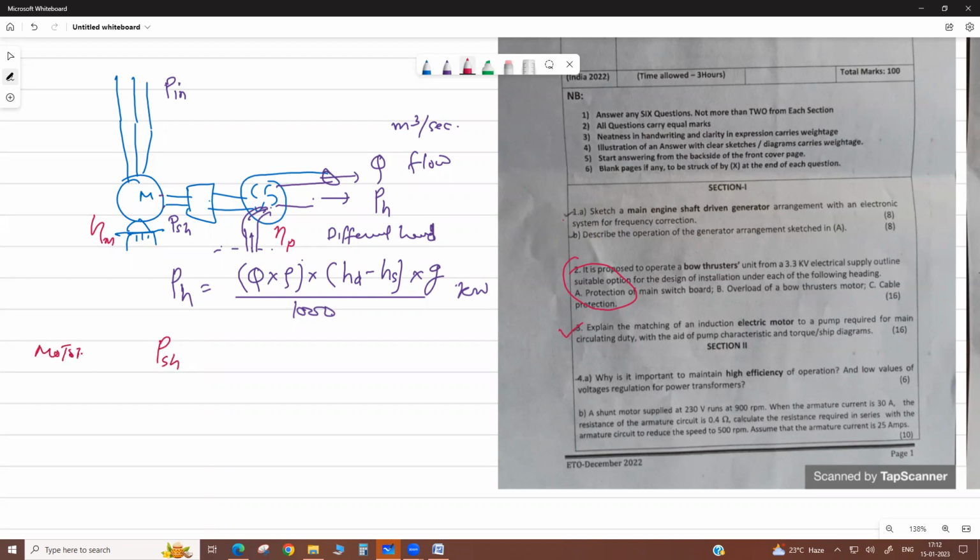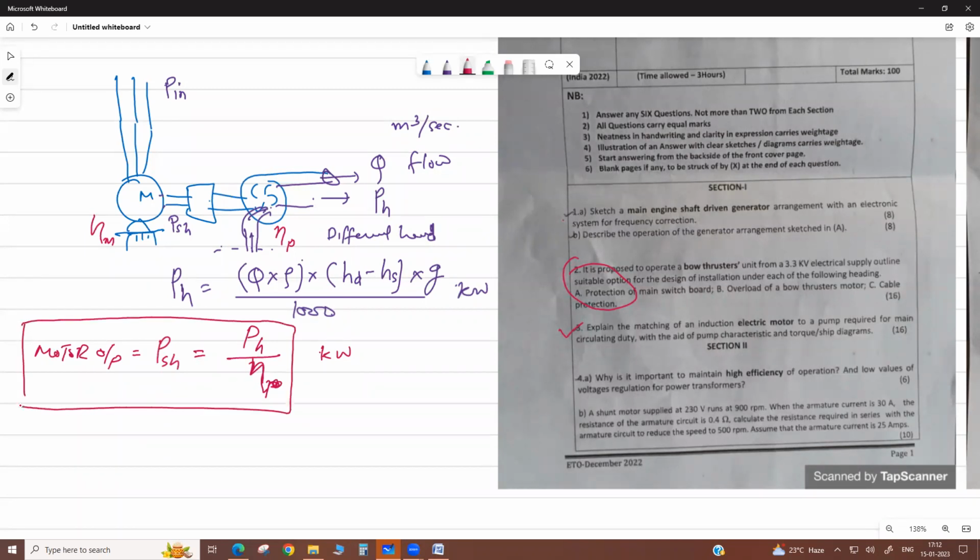Now we calculate the shaft power, which is the motor output. Motor output means shaft power, that is the HP rating. Then how do we calculate this? Pump hydraulic power divided by pump efficiency, my dear. Okay, hydraulic power by pump efficiency. Now you calculate, it comes in kilowatt. Now near about what is the motor size available in the market? We have to select that motor. This gives you your motor selection.